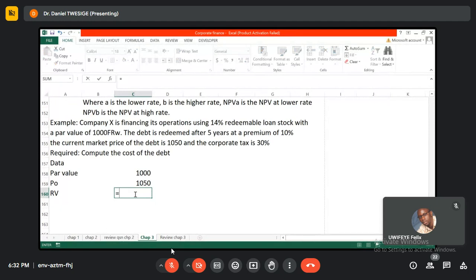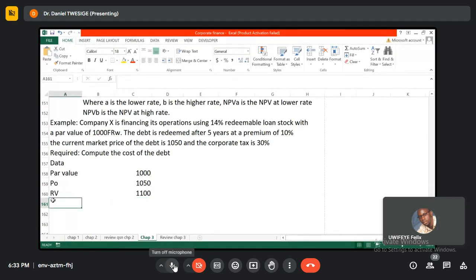Is it 1.1 times 1,000? Is it true? We are redeeming the debt at 10% premium, so it means we are going to redeem it at 110%, which is 1.1. Are you there? Yes, okay.